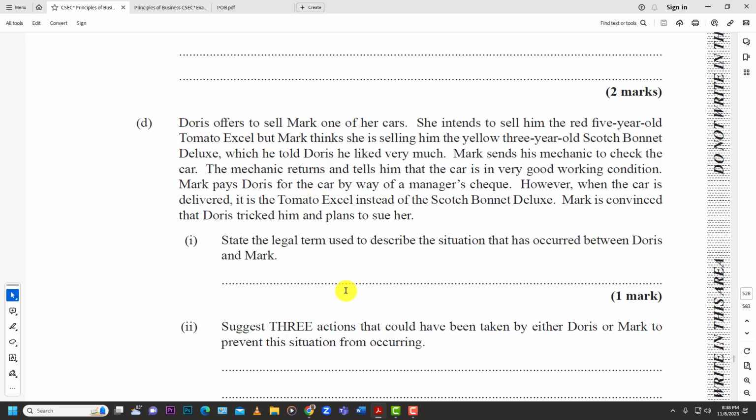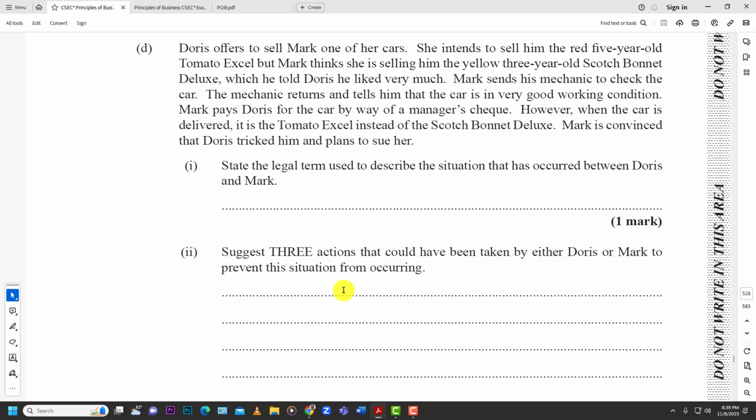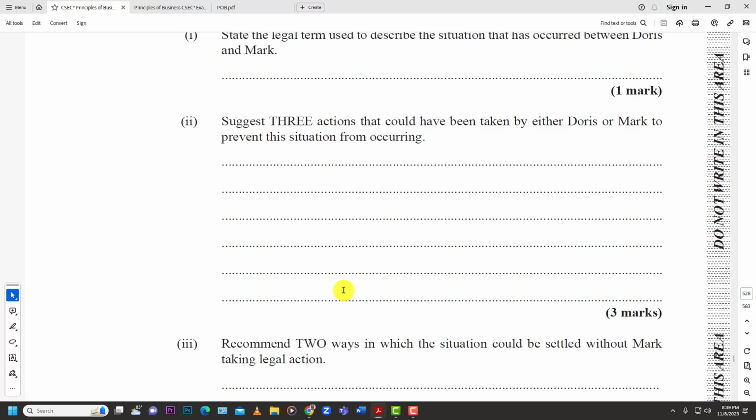And then the question asks, suggest 3 actions that could have been taken by Doris or Mark to prevent the situation from occurring. Of course, 1, Doris should have outlined which car is for sale. So make it clear which car is for sale. That's 1. And of course, Mark on his end should have asked which car is for sale. Mark needs to do his due diligence also. Even the mechanic could have asked which car is for sale. So 2 things right there.